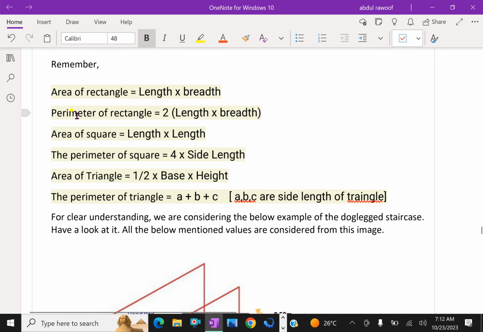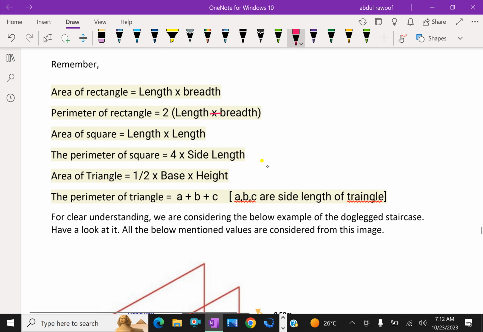You know the standard formula for area of a rectangle is length into breadth, and perimeter is 2 into (L plus B). Area of a square is length into length. The perimeter of the square is adding 4 sides. Area of the triangle is half base into height. Perimeter of the triangle is adding all sides A, B, C.